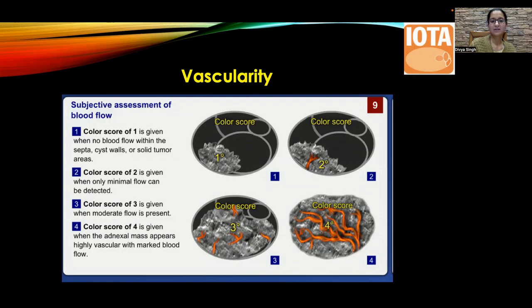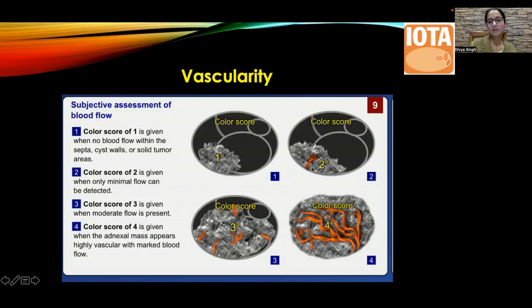Coming to vascularity, based on the kind of color score that we see, we can grade the lesion as having vascularity ranging from a color score of 1 to 4. Remember, this is a subjective assessment of blood flow. So if we do not see any blood flow within a septa, the cyst wall, or the solid areas, then it is given a color score of 1.